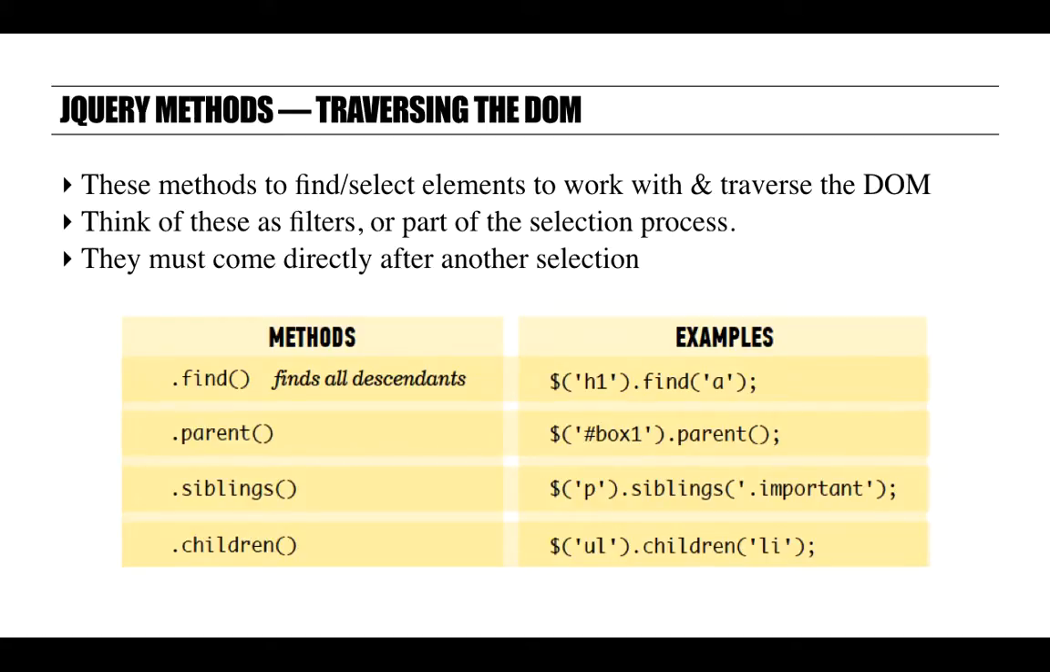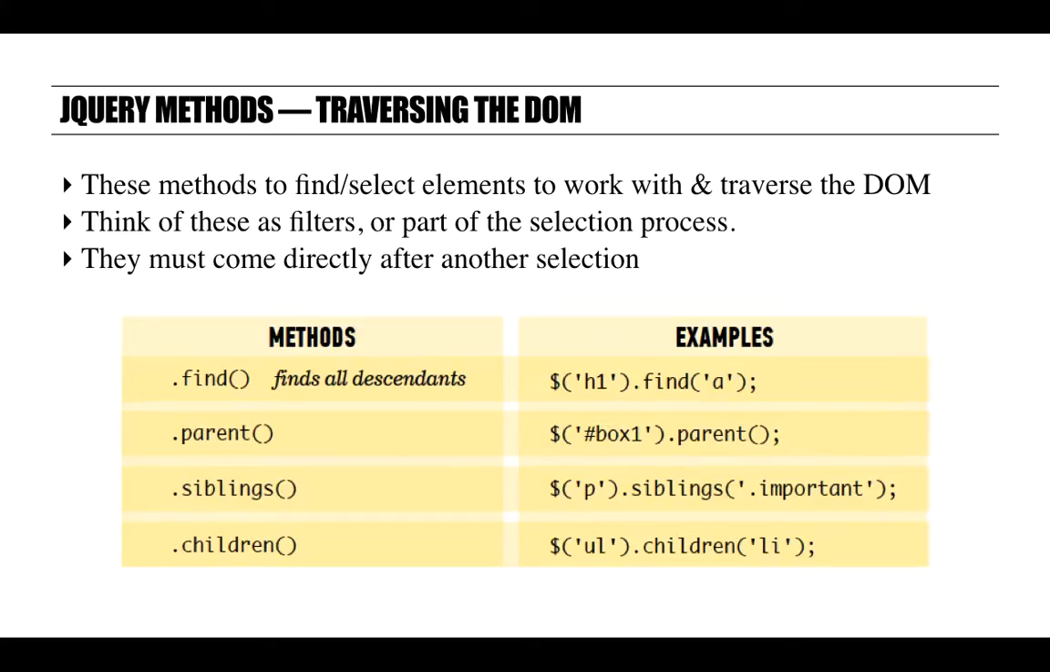Parent, that's going to select the parent of whatever you're selecting. So in this case, it's going to look for box 1, and then it's going to go out one level in your HTML and get that parent that it's in. And siblings, that's going to get whatever's next to it. So in this case, we are looking for the siblings of the paragraph with the class importance.